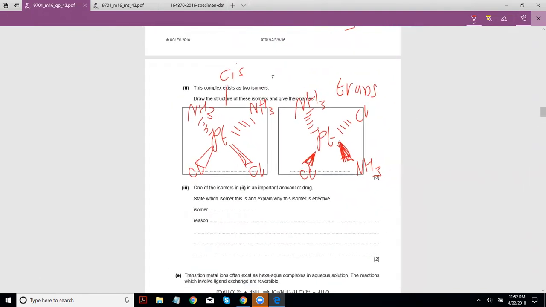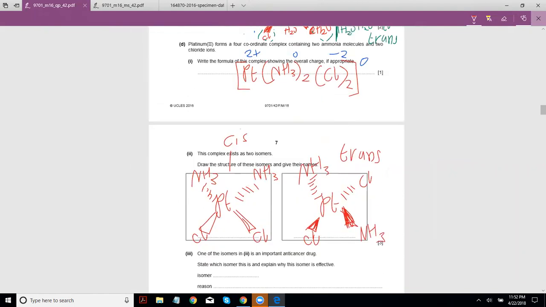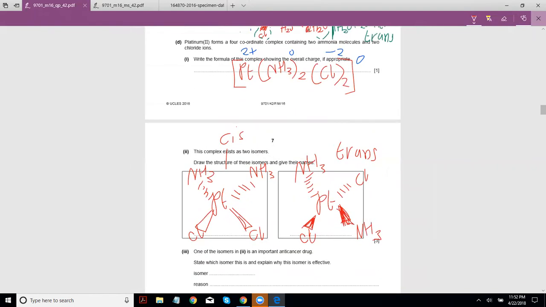So what compound is called platin? Platin. And do you know that name? PLATIN.